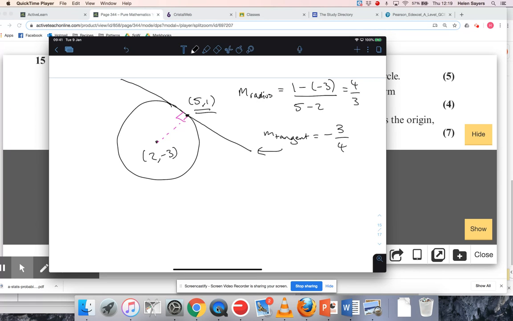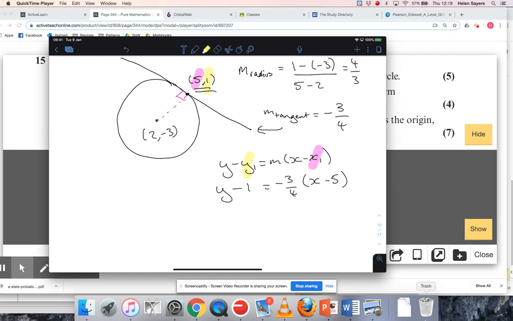Okay, so now I've got the gradient of that line. I know it goes through (5, 1), so I can use y minus y1 is m times (x minus x1), so y minus 1 is the gradient times (x minus 5). That's just using the x and y coordinates of A.